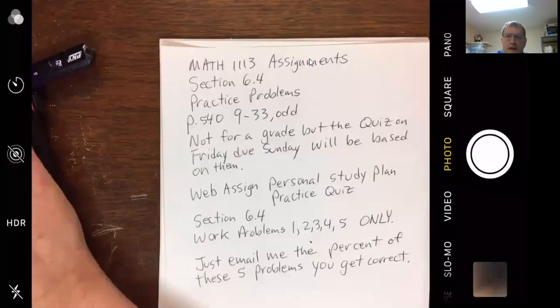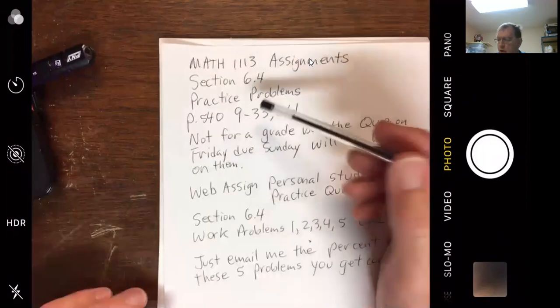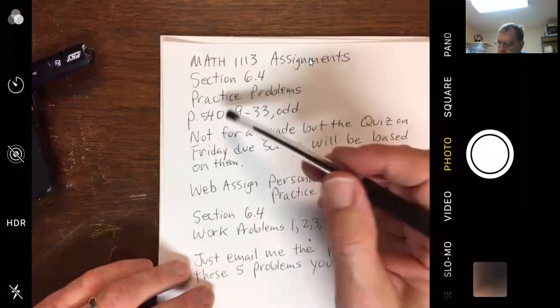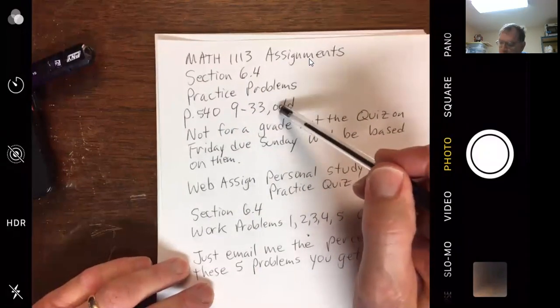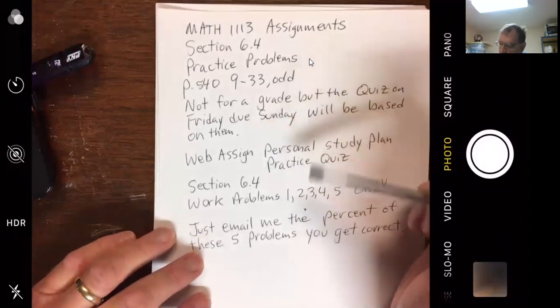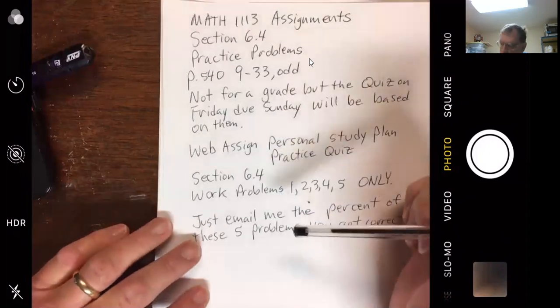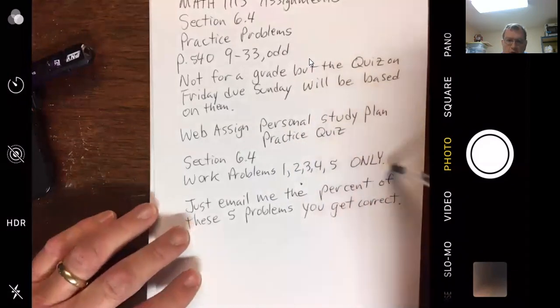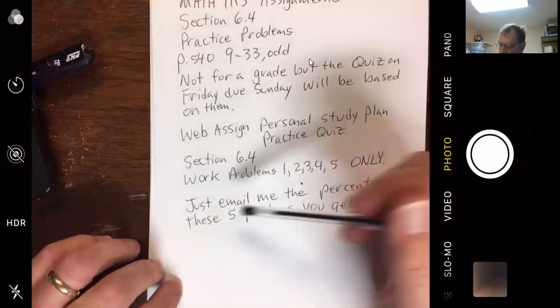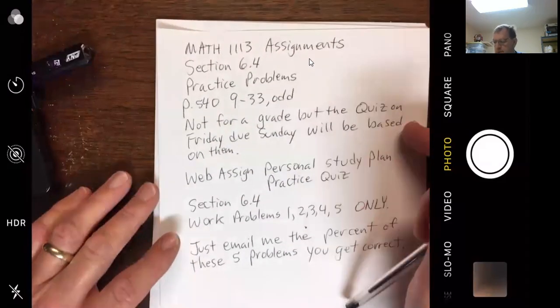Okay, this is the Math 1113 Zoom meeting for 10 a.m., March the 16th. This week we're doing section 6-4, practice problems 9 to 33 odd. Again, not for a grade, but the quiz on Friday to Sunday will be based on them. In WebAssign, your personal study plan, and your practice quiz, section 6-4, work problems 1, 2, 3, 4, and 5 only. And again, just email me the percent of these 5 problems that you get correct.